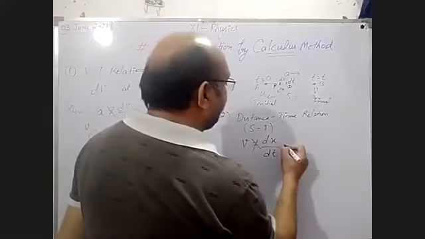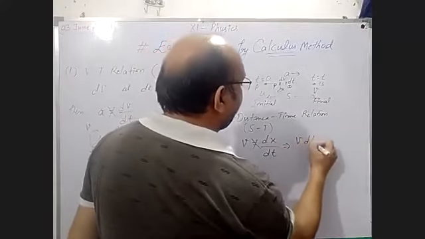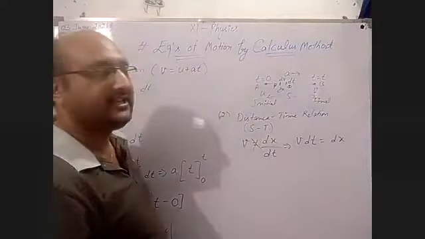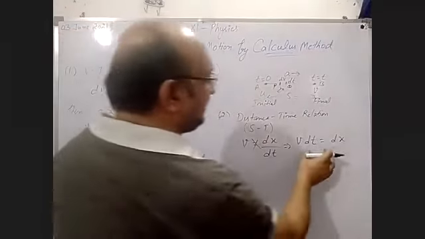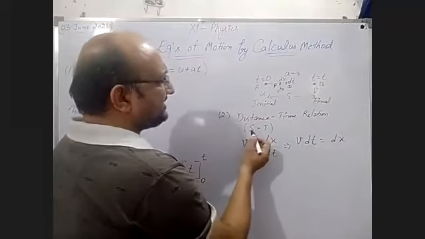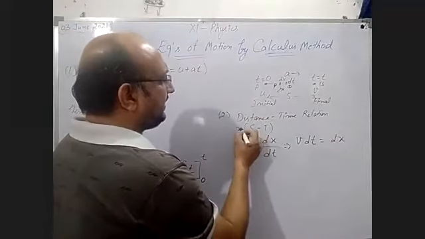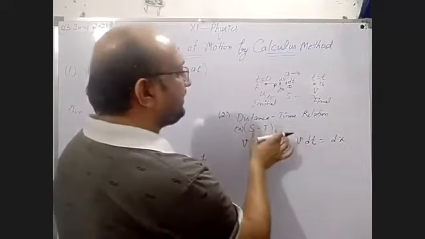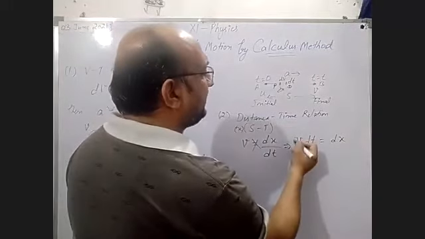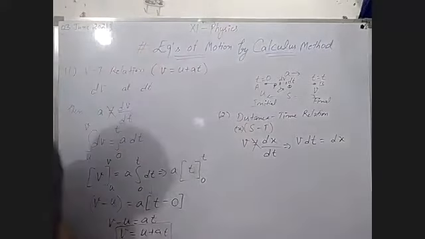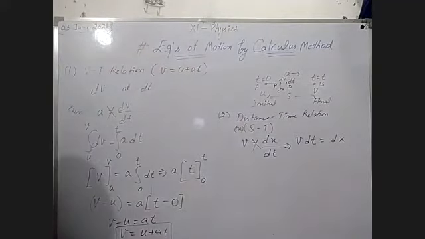After cross multiplication, we get v dt is equal to dx. Now one thing you can observe: we want x and t, but there is no need for v in this formula. Now neglect or ignore this v.